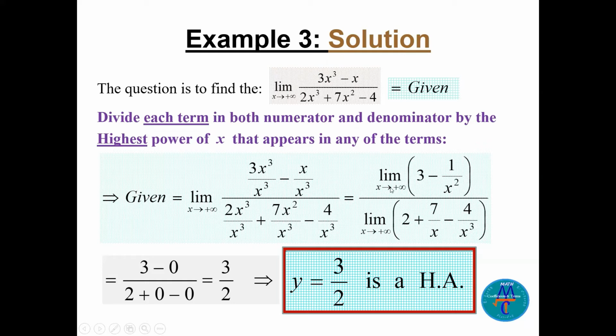Now you apply the limit laws. This is 3 minus 1 over infinity, even 1 over infinity squared. It will be 1 over a big number, so it will be close to 0. So that's 3 minus 0. Here we have 2, that's a constant. 7 over infinity or minus 4 over infinity cubed, so this will be 7 over a big number, 4 over a big number cubed. It will be 3 minus 0 divided by 2 plus 0 minus 0. So it will be 3 over 2. That is L. So y equals 3 over 2 is a horizontal asymptote if you try to graph this function.